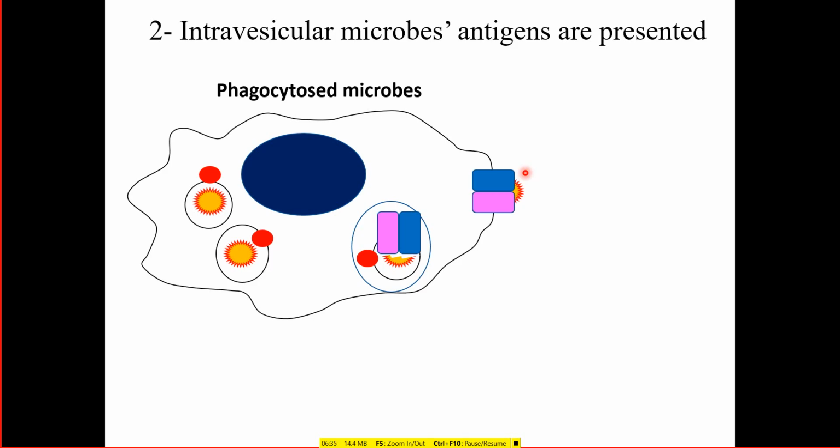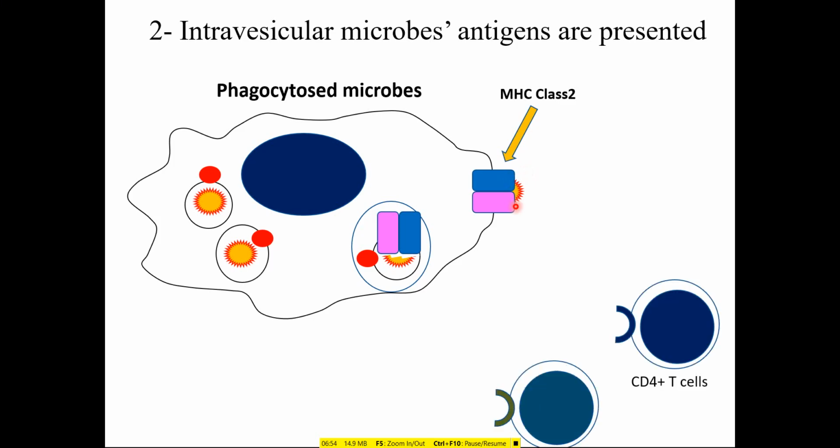Okay. Good. That molecule is named MHC. What kind of MHC? This is MHC class 2. MHC class 2 is the molecule which captures the antigens inside the phagolysosome and brings it to the cell surface. Why does it do that? Because it wants to attract the attention of T cells.